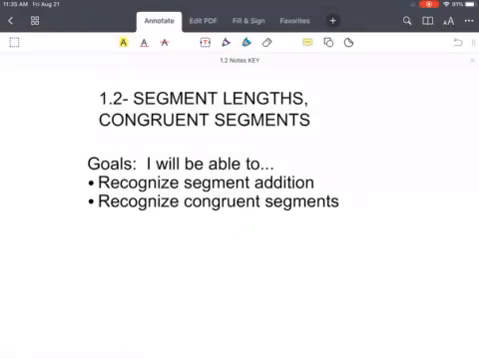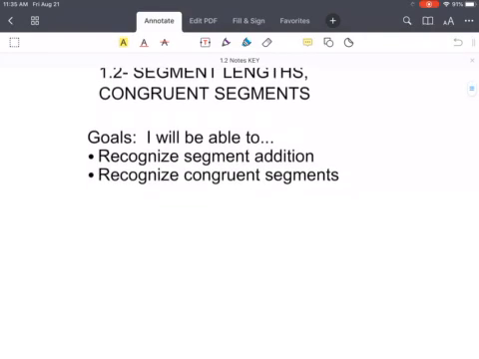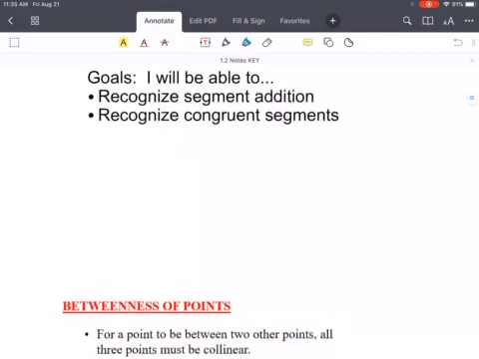All right, today we're going to start talking about section 1.2, which is looking at different segment lengths and congruent segments. So before we get started, make sure you have your notes in front of you, however you are taking down your notes. And then we can talk about how to look at different types of congruent segments.